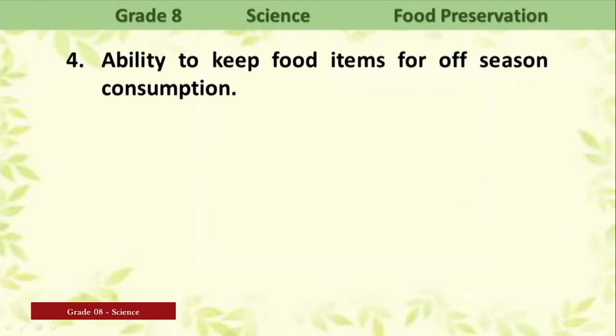Ability to keep the food items for off-season consumption. You know that there are certain types of food items that can be consumed in one season of the year or two seasons of the year. Then the ability to keep the food items for off-season consumption.